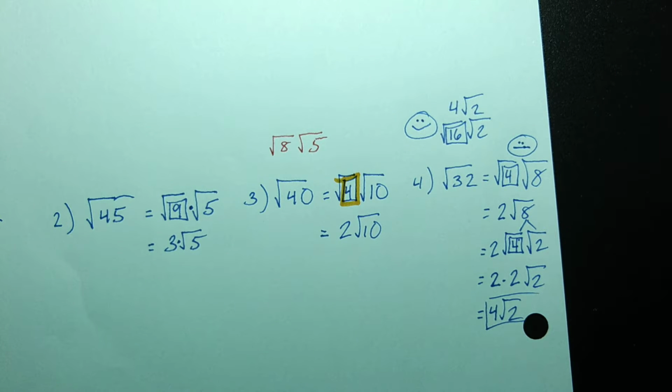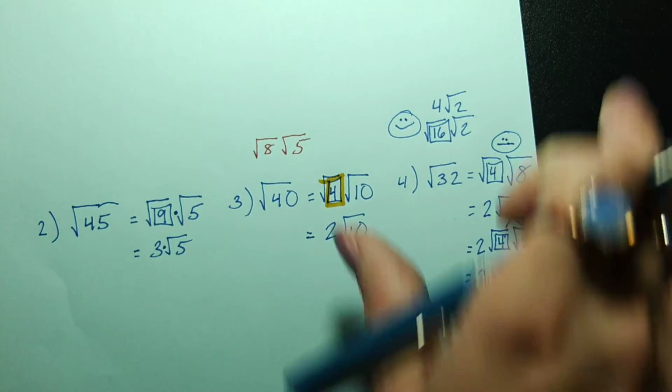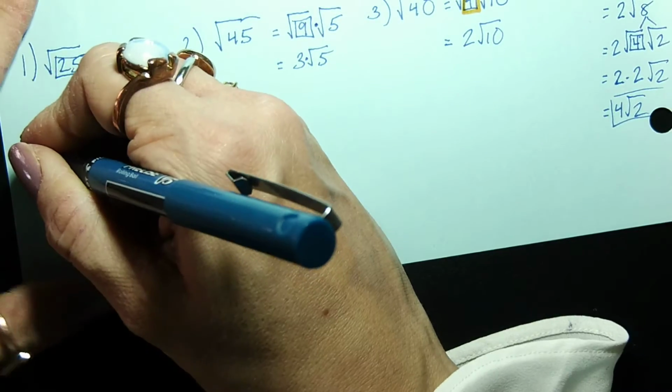Questions so far? This chapter is, I think, easier than the last chapter. However, it is incredibly dry. It's pretty much just playing around with numbers inside of square roots.